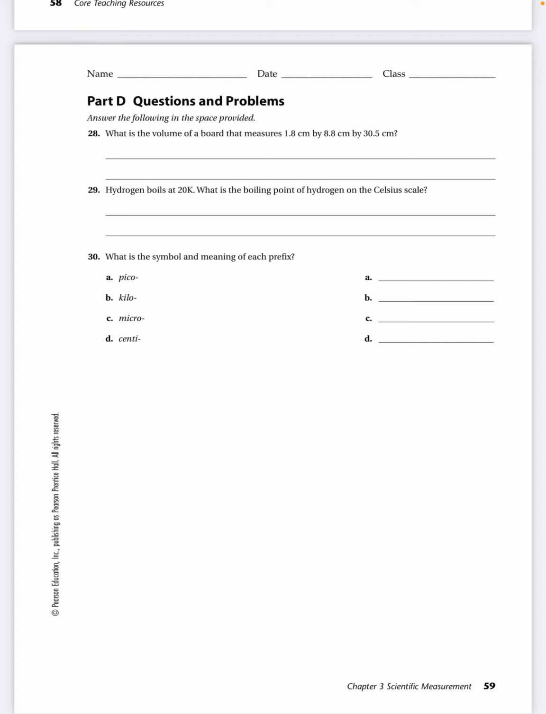When I say hydrogen boils at 20 K and they want to know what's the boiling point of hydrogen on the Celsius scale, well, that's a really, really cold temperature. You would simply take that 20 and subtract from it the 273 degree difference between 0 on the Celsius scale and 0 on the Kelvin scale. So your answer would be 20 minus 273, you do the math, and the units would be degrees Celsius.